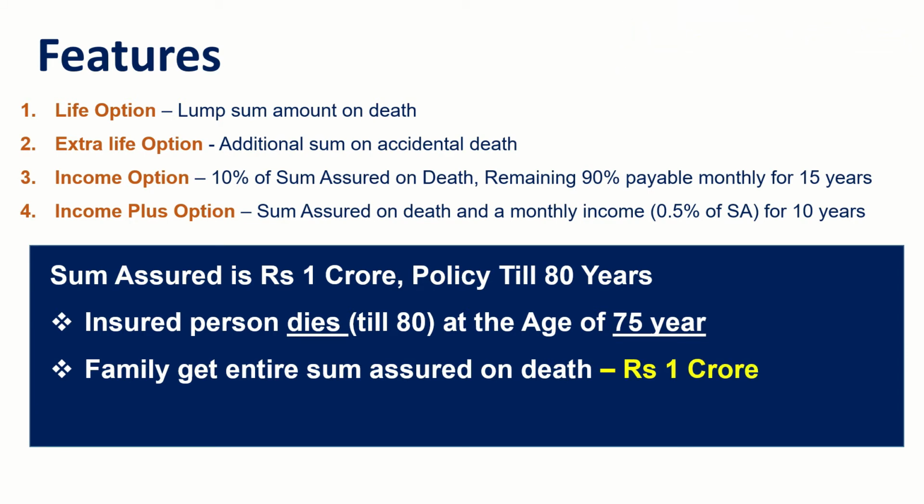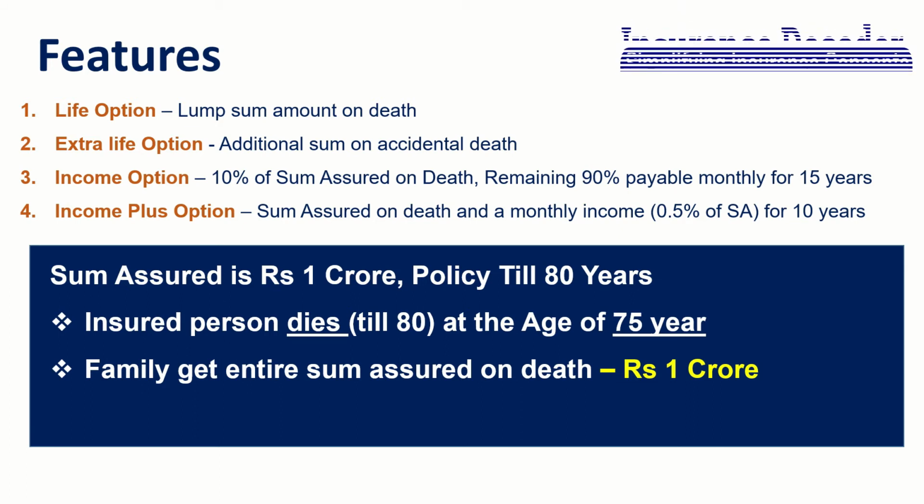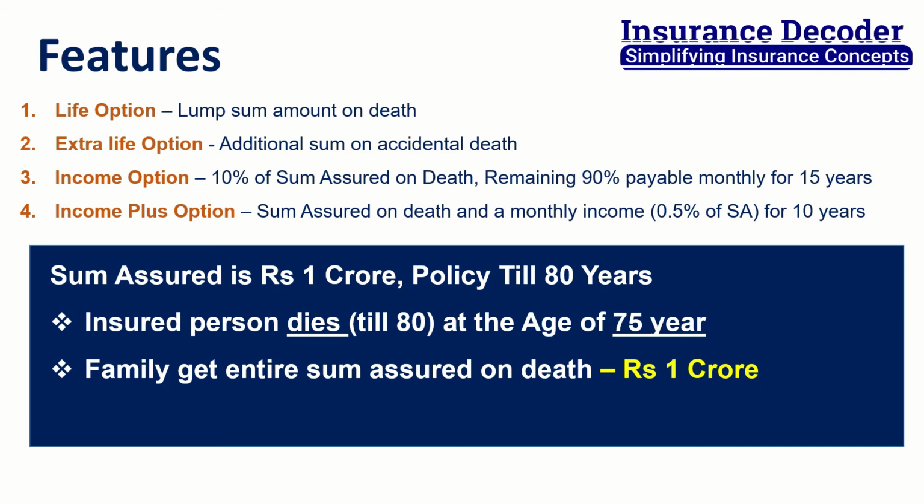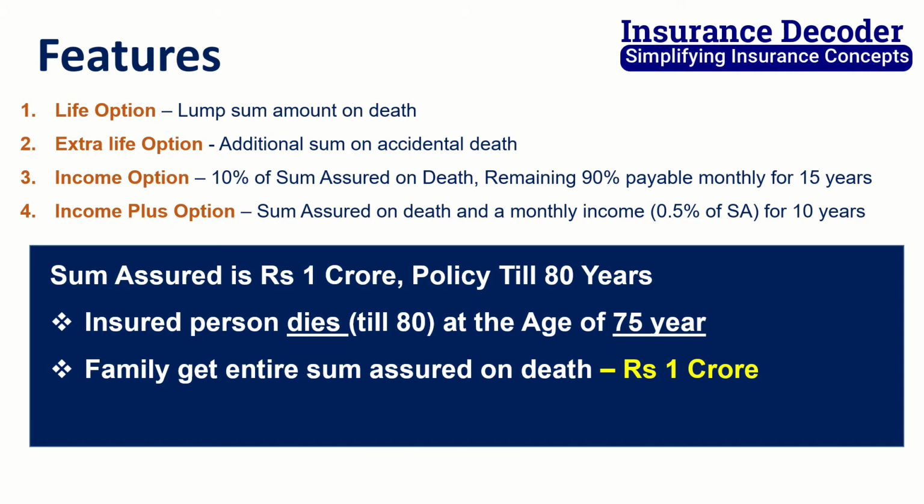So here, in addition to the third option, in the third option, what was happening? The family was getting 10% of sum assured plus the remaining 90% was given in 15 years. In 15 years, the entire sum assured amount is given. In addition to that, a monthly income of 0.5% of sum assured is given for 10 years. So if you are buying these different options, then the premium will be different.